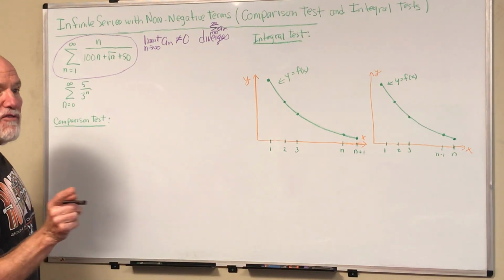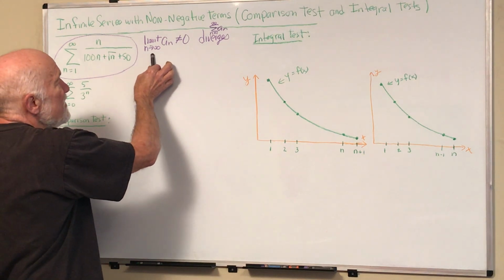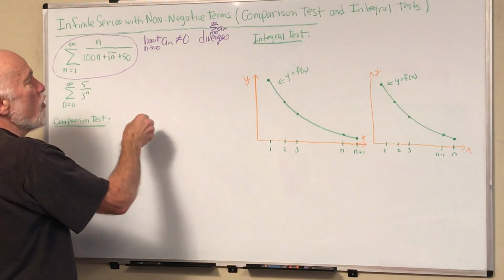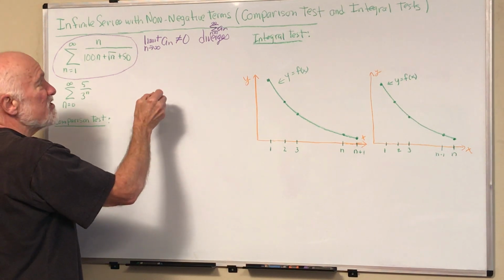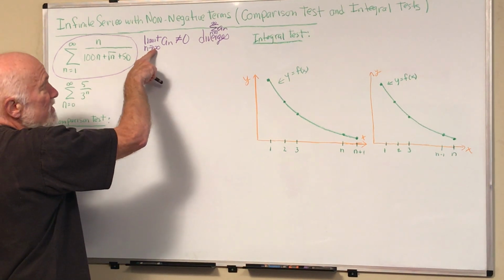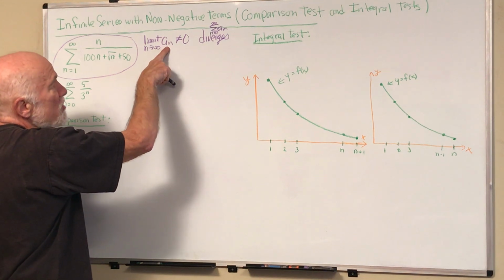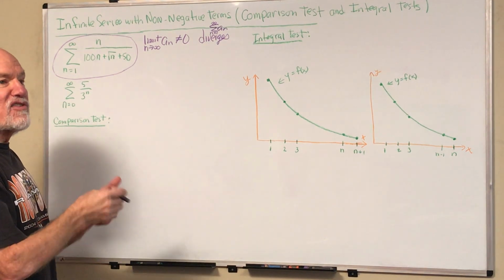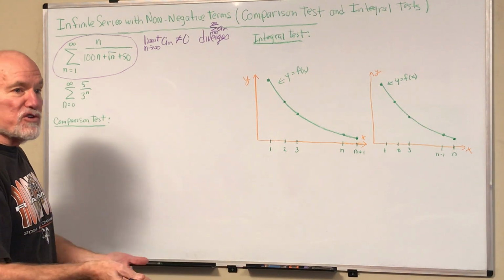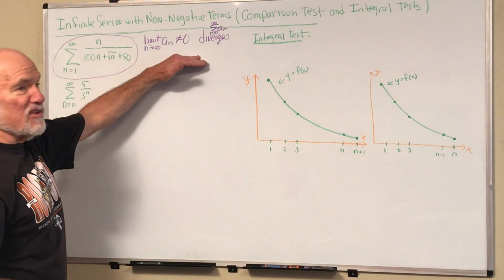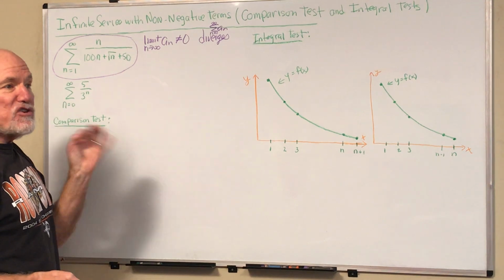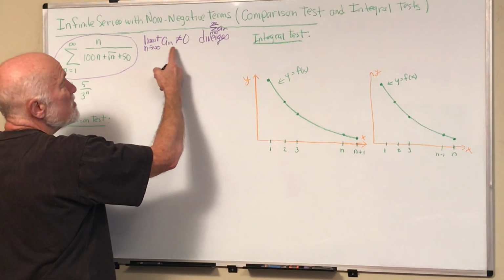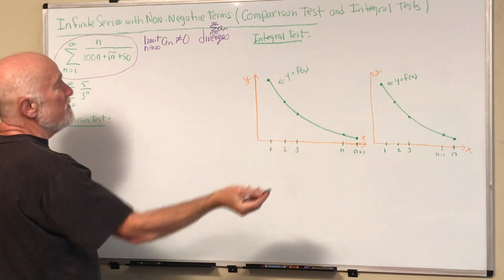So by the nth term test, we could say that this whole series diverges. Now we have to be careful because this test only goes one direction. In other words, for convergence, it's a necessary condition that the limit of the nth term goes to 0. It has to go to 0. That's what this is saying. But it's not a sufficient condition. Just having the limit go to 0 doesn't mean that it converges.